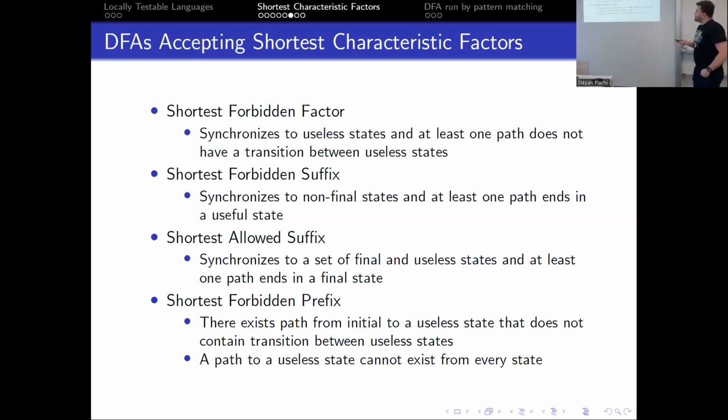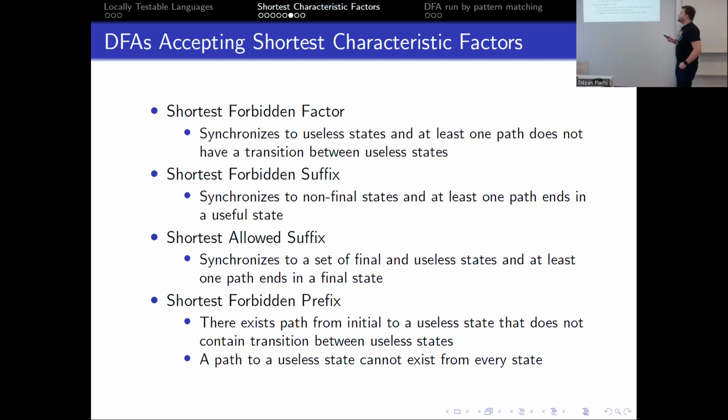So there will not be any transitions between useless states. When it comes to the forbidden suffixes, they should again synchronize to the set of non-final states. And again, in order for that to be the shortest, at least one of them needs to end in a useful state. So if all of them reach a useless state, that means they are forbidden factors and not forbidden suffixes. With the allowed suffixes, similar thing, but it will synchronize to the set of final states. And at least one path, of course, must end in a final state.